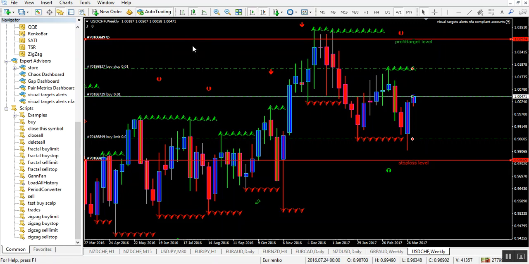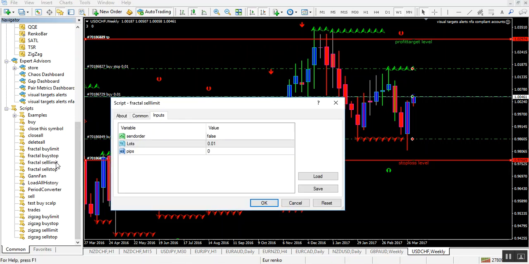Now, the NFA compliant. In the states here, we cannot have opposing orders. So if there are opposing orders, what it will do, it will remove the expert advisor. So let's put a sell limit, and it's going to put a sell limit at the fractal, and let me put it about 20 pips so you can see it.